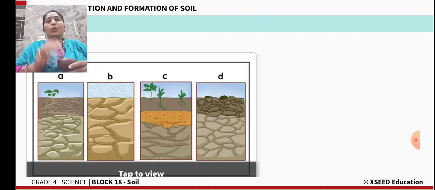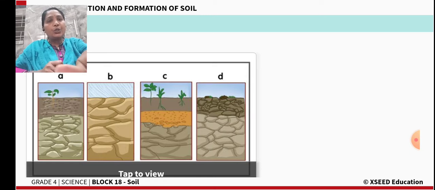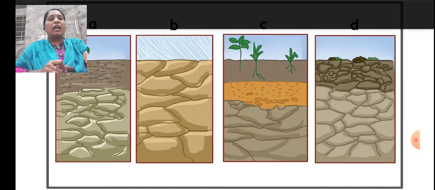And it's not only done by the sun's heat, it can also be done by heavy rains. As shown in the picture, you can see the rainfall in picture B. You can see here how this rain causes the breakdown of rocks.